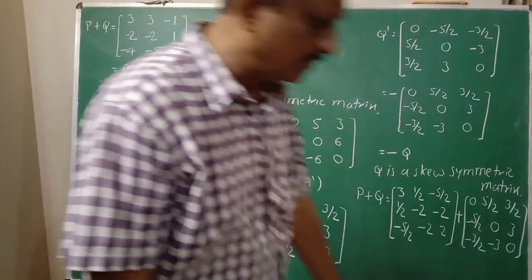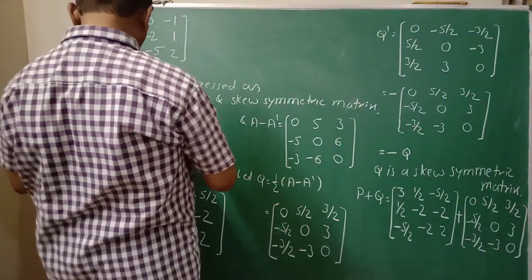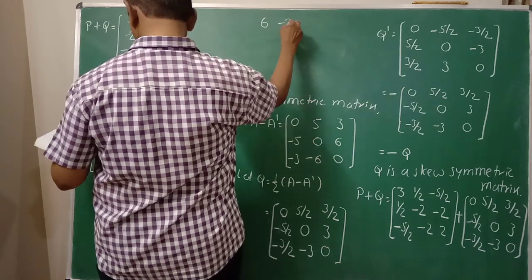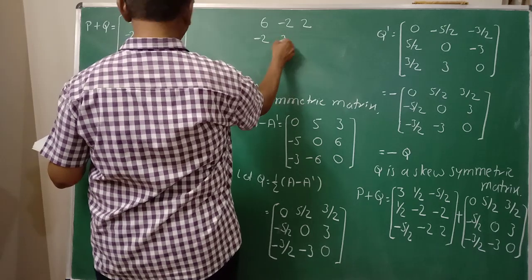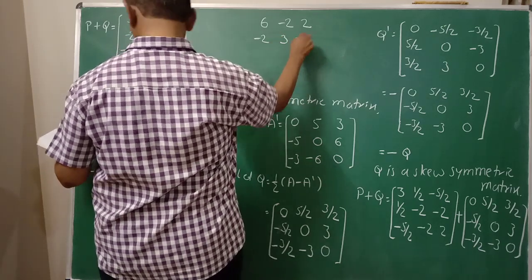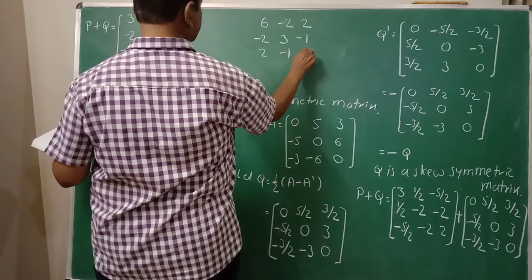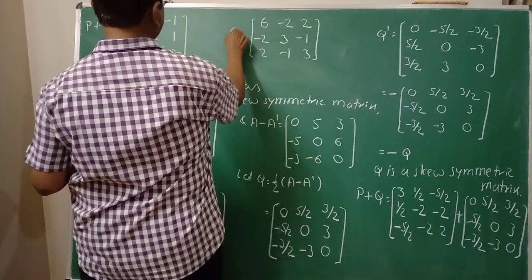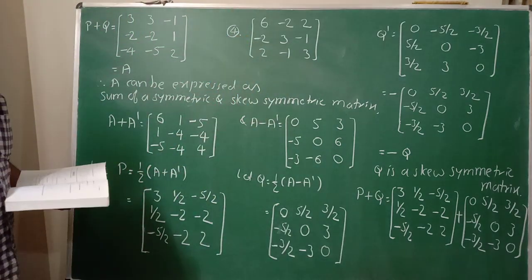So same, one more example is there. It is homework 5. Okay, just do it at home. So the question is 6, minus 2, 2 here, minus 2, 3, minus of 1, then 2, minus 1, 3. Okay, so this is the fourth example here. This is a homework for it. So same procedure is there. Thank you.